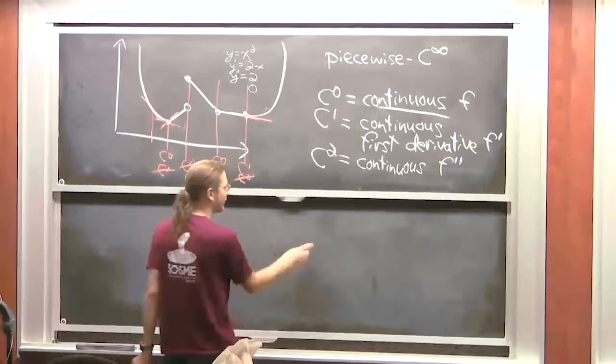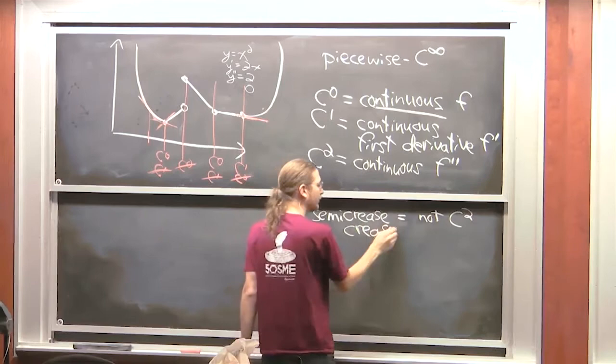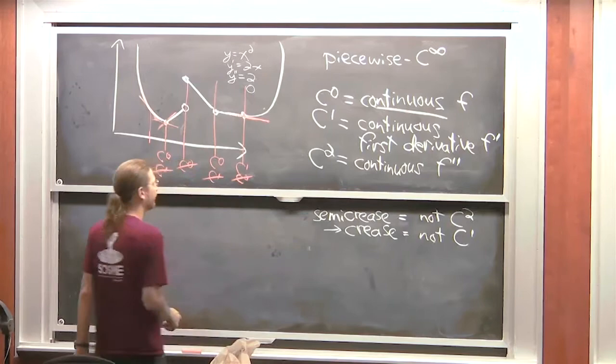So semi-crease is where you're not C2. Crease is where you're not C1. According to this particular paper, semi-crease is not too common a term, but crease is very common. This is the usual meaning of crease. Semi-crease is maybe a little new to this paper we're talking about, non-existence of hypars.